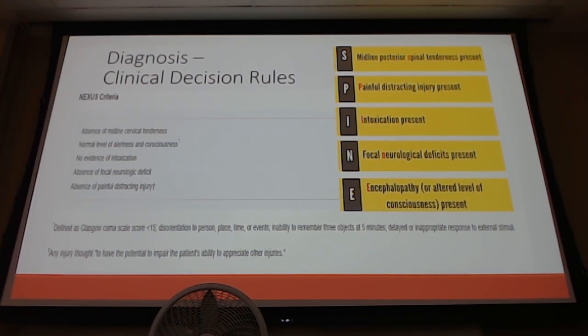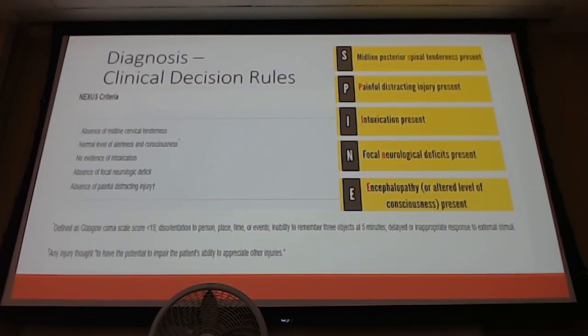So if they don't have any midline cervical tenderness, so that's bony spine tenderness, they're not altered in any way, so they have normal LOC, they're alert, they have no evidence of intoxication, and they have absence of focal neurodeficits, and then they don't have a painful distracting injury like a femur fracture or some sort of intra-abdominal injury, then we can avoid a CT scan in these patients.